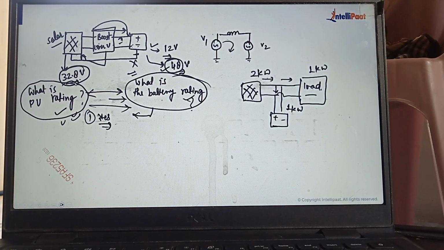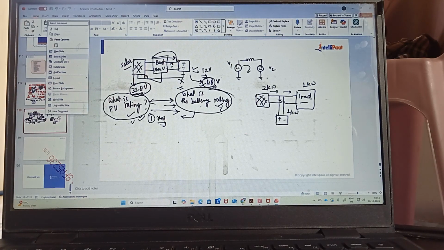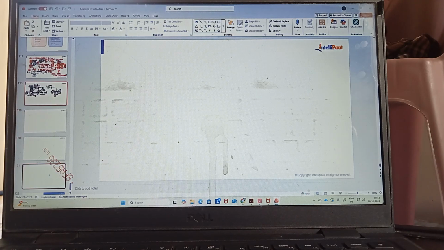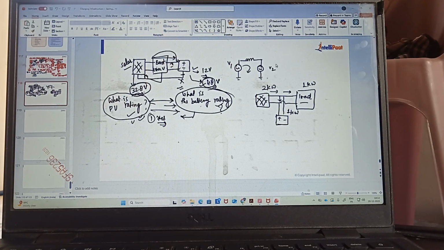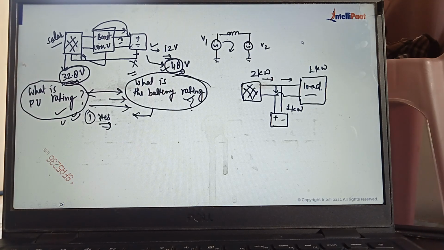We cannot connect a battery directly with the PV panel. Suppose the solar rating is 32.8 volts and the battery rating is 48 volts. How do you charge this battery from this solar panel? This will not be possible because the battery voltage is higher, so current will not flow from V1 to V2. If we have not connected any interfacing device between these two entities, automatic flow of current will not take place. So to make current flow in this case, we have to force the source, we have to force V1, so that current can flow from V1 to V2.